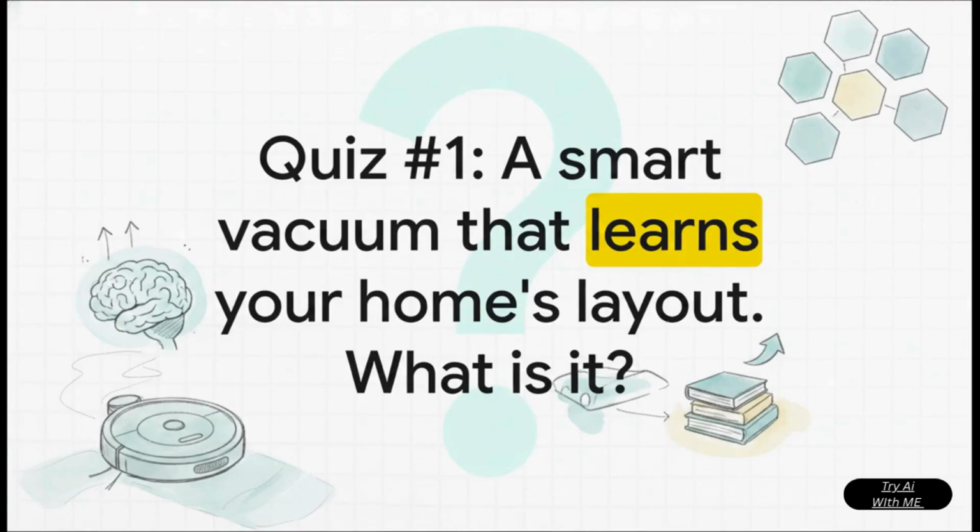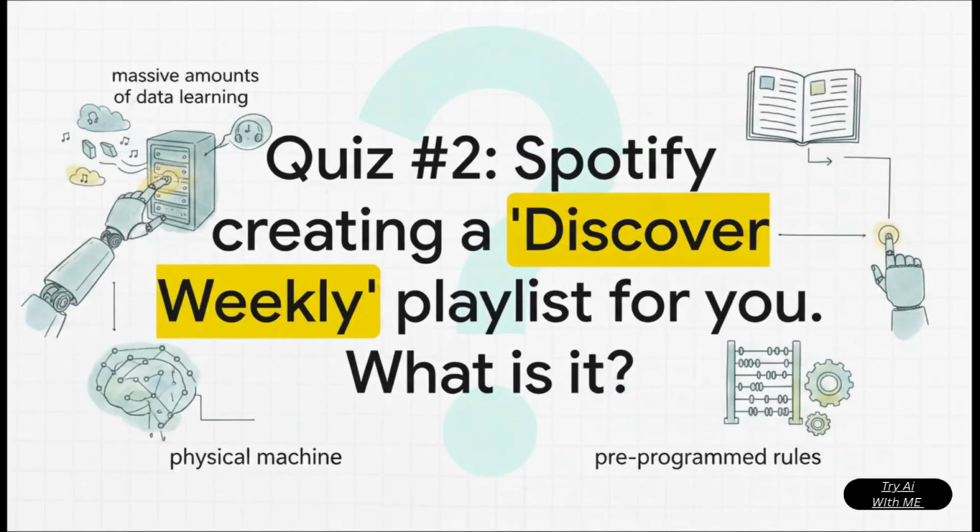Think back to our definitions. Does it have a physical body that actually moves around in the real world? And does it get smarter over time by learning from its experience? What do you think? All right, next up, ask yourself this.